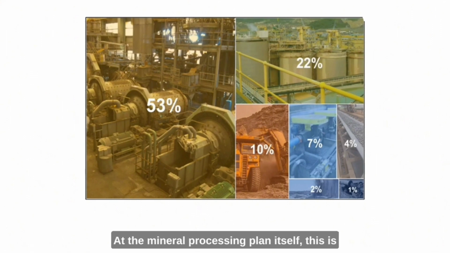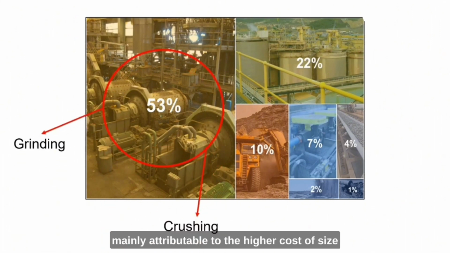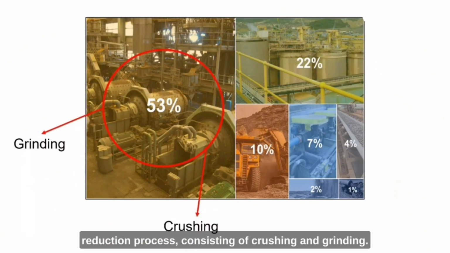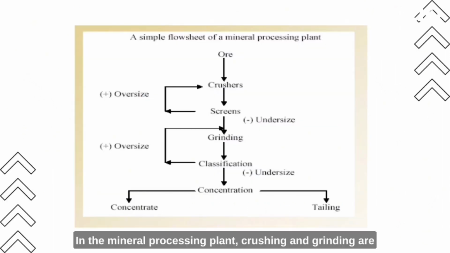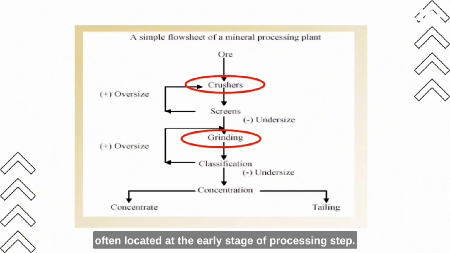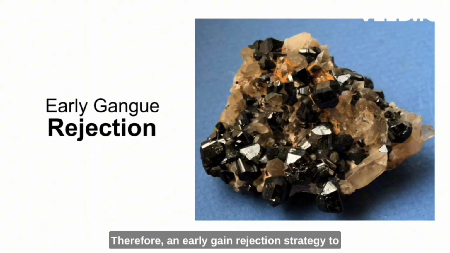At the mineral processing plant itself, this is mainly attributable to the higher cost of the size reduction process, consisting of crushing and grinding. In the mineral processing plant, crushing and grinding are often located at the early stage of the processing steps. Therefore, an early gangue rejection strategy to decrease the cost and improve the efficiency of the size reduction process is thought essential for a more viable mining operation.